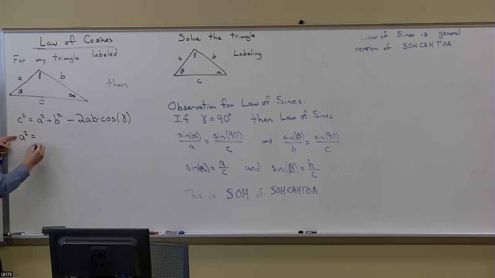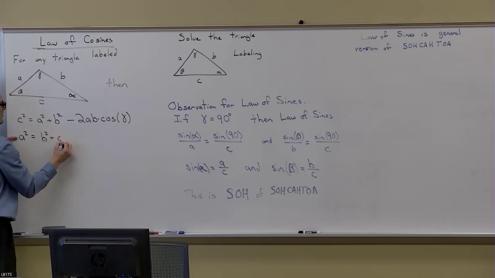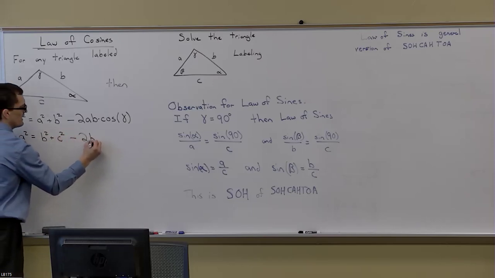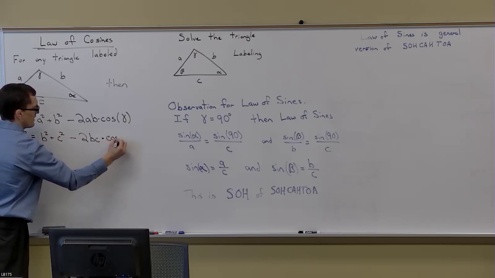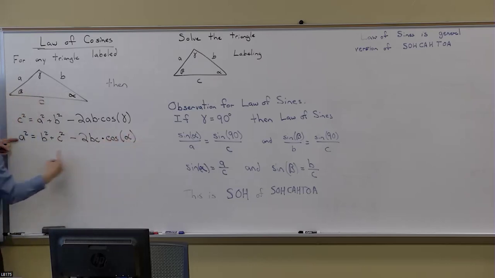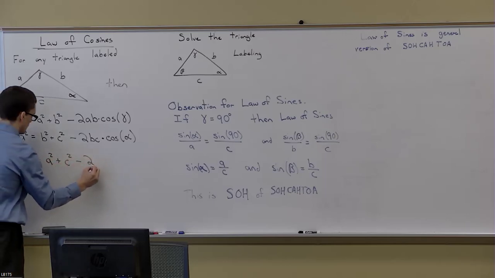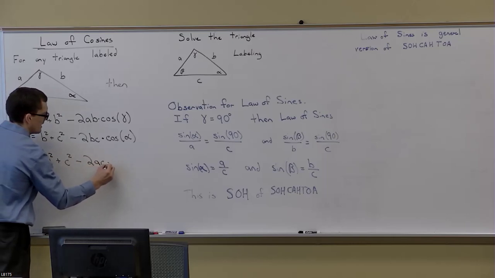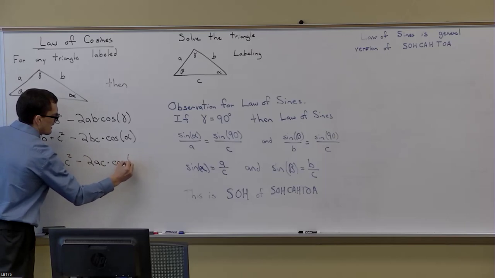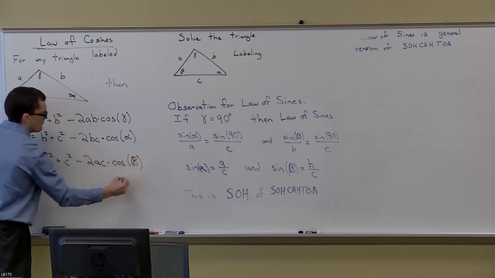So you can do a squared is equal to b squared plus c squared minus 2bc times cosine of alpha. And again, notice that the a squared on one side matches up across with the angle that it's across from, alpha. And then you can do b squared is equal to a squared plus c squared minus 2ac times the cosine of beta.